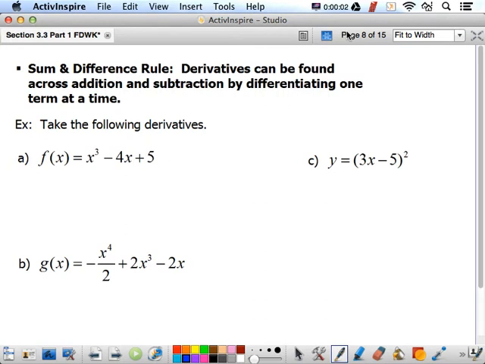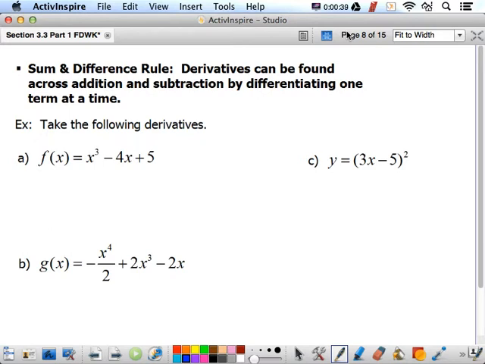Up to this point, we've only found the derivatives of monomials, but it turns out that you are allowed to take derivatives across sums and differences. Not across multiplication and division of variables, but you are allowed to take derivatives by utilizing the power rule across things other than monomials, like binomials and trinomials, and so on and so forth. So the sum and difference rule states that derivatives can be found across addition and subtraction by differentiating one term at a time.